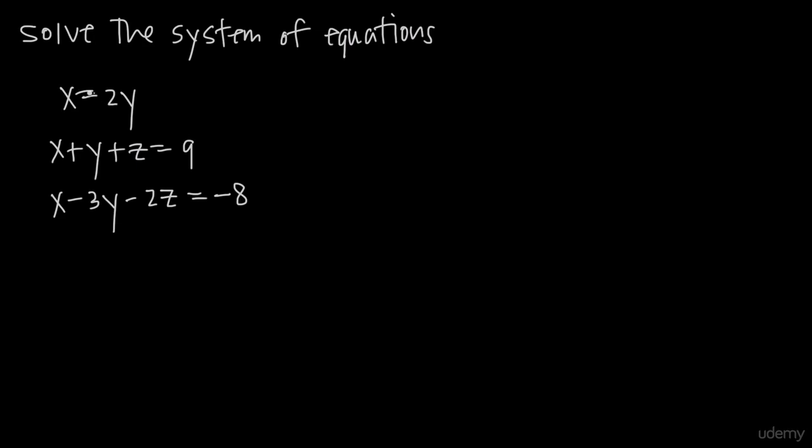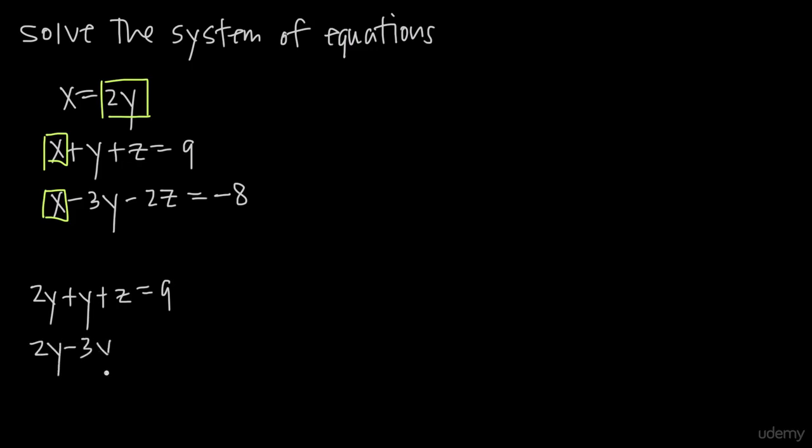What we want to do, since we know x is equal to 2y, is take 2y and substitute that in for x into these other two equations. So in other words, we're going to take 2y and plug it in here for x, and here for x, since these two things are equal. Plugging it into the first equation here, we're going to get 2y plus z is equal to 9.